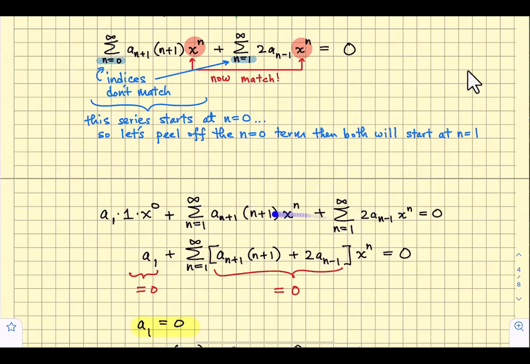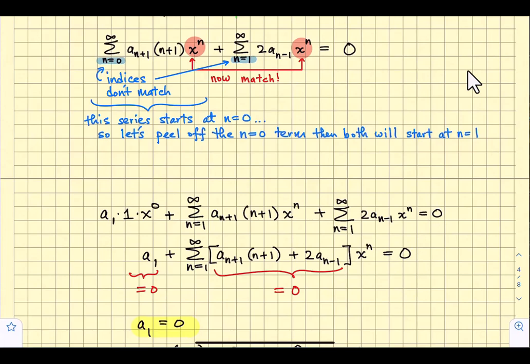So we can combine these into one big summation. Just leave this alone. This is just an a1. We will combine this into one big summation, a sub n plus 1 times n plus 1. And we'll go ahead and factor out an x to the n because they have an x to the n in common. We'll factor that out on the back end. So we get a sub n plus 1 times n plus 1 plus 2a sub n minus 1, all times x to the n. And that still equals 0 because that's the right-hand side of our differential equation.